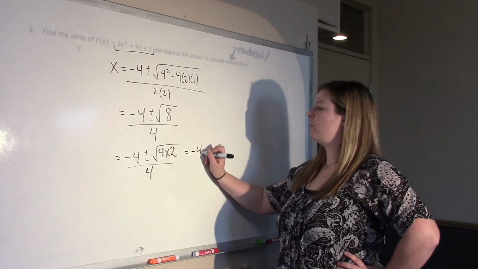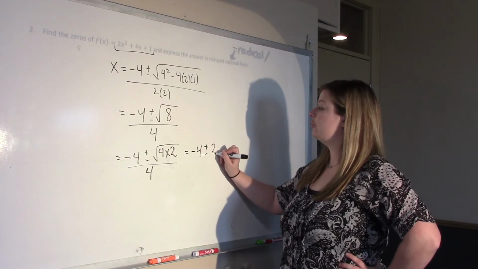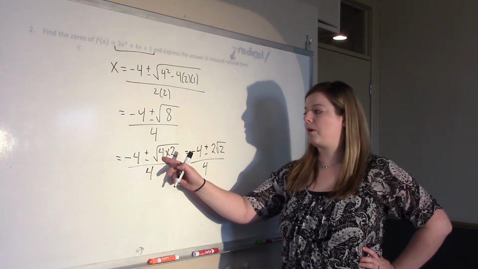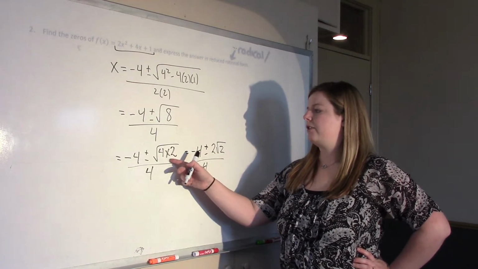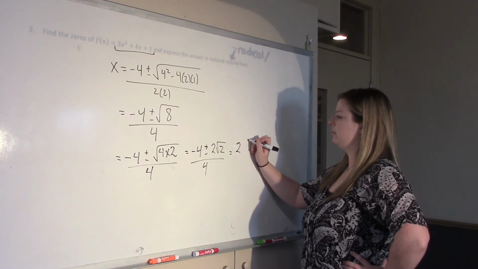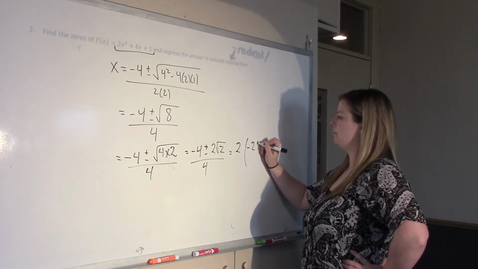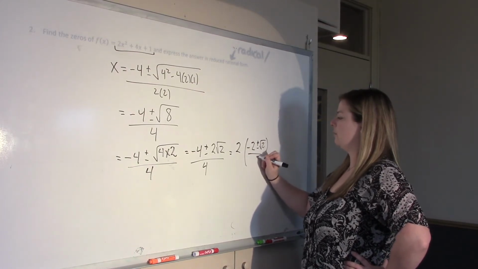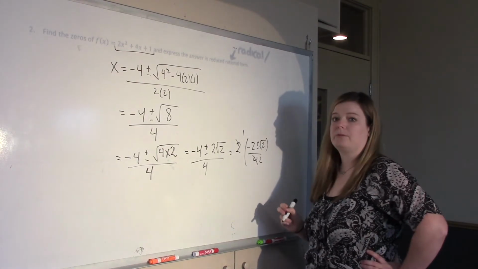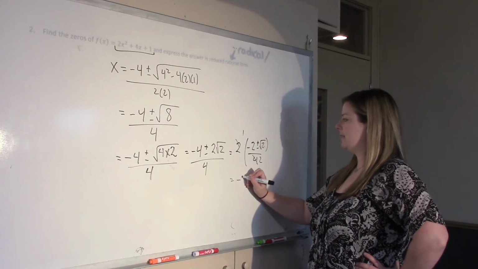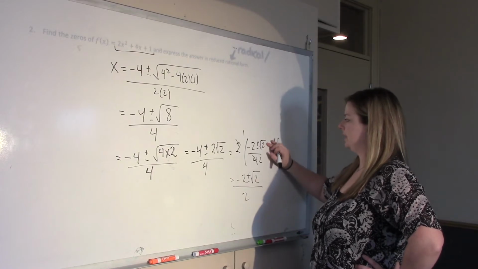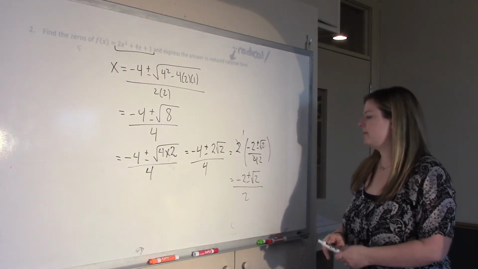So then I have -4 plus or minus 2 root 2 all over 4. Okay, so I took the root of 4, which is 2, and put it on the outside, and the root 2 was still left under there. So now I can pull out a 2. I have -2 plus or minus root 2 all over 4. And I can reduce these to 1 over 2. So I'm left with -2 plus or minus root 2 all over 2. Let me extend that like that. Okay, so this is your final answer.